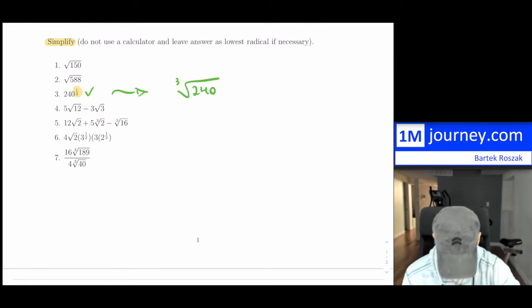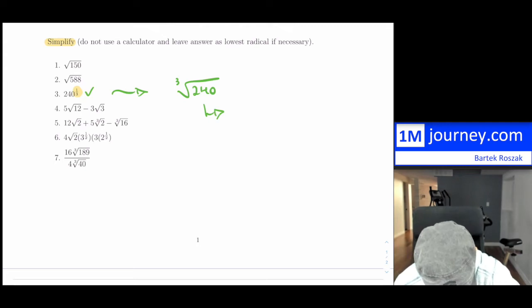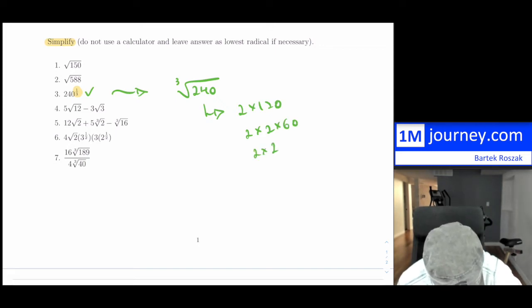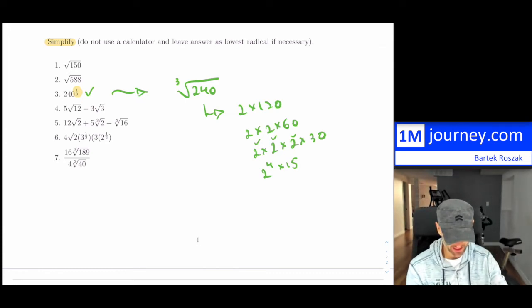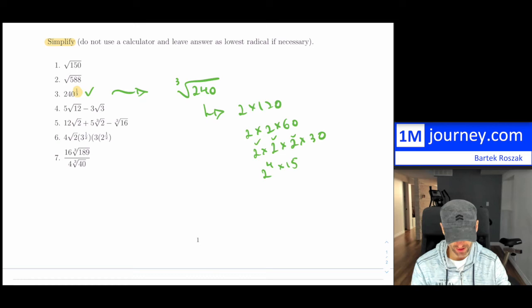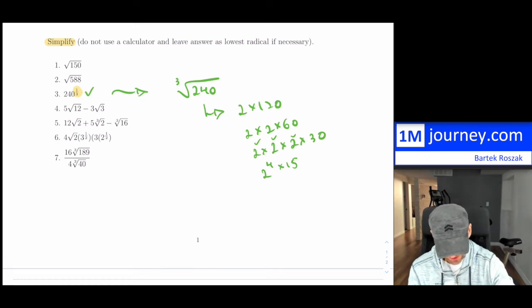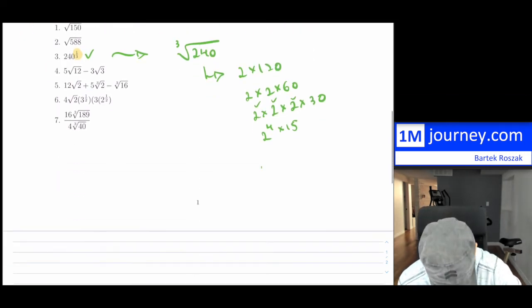Well, now we just prime factorize. We have 240, so it's going to be 2 times 120, 2 times 60. Okay, let's keep going. 2 times 30, and then 2. I'm going to start adding them up: 1, 2, 3, then we have another one, so 4. This is going to be 15. And actually, this is as far as you can take it, because 15 is 3 times 5. So this is going to be 2 to the power of 4, times 3 times 5.